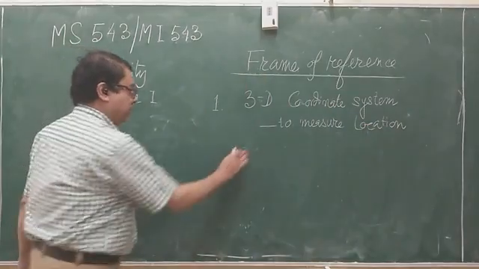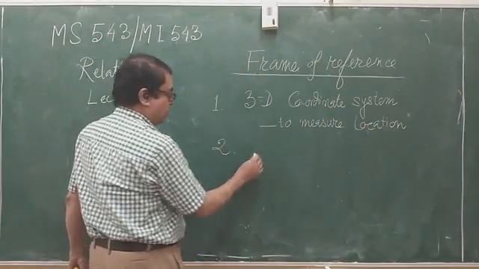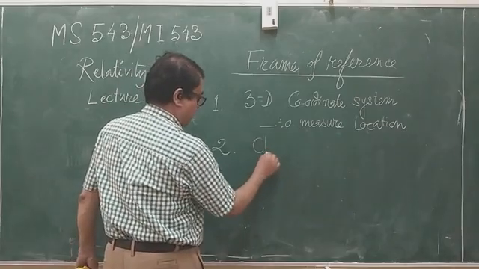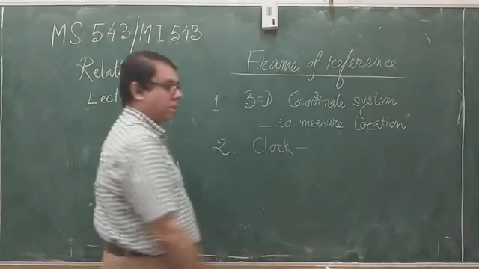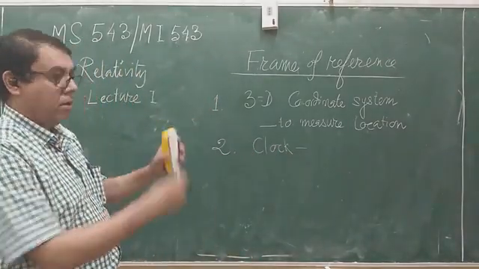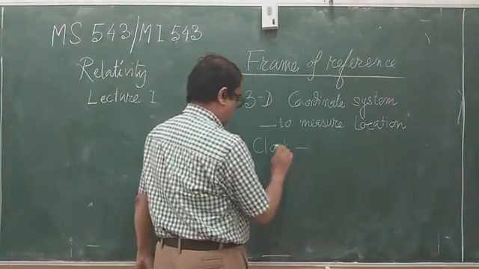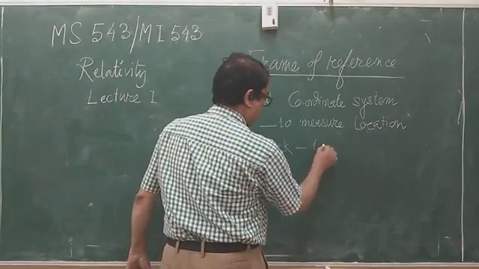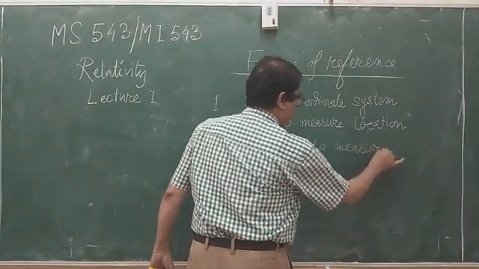And number two is a clock, basically a device which measures time. We conventionally call it a clock. It's not necessarily our traditional clock. It's a time measuring device, and this is to measure or record time.